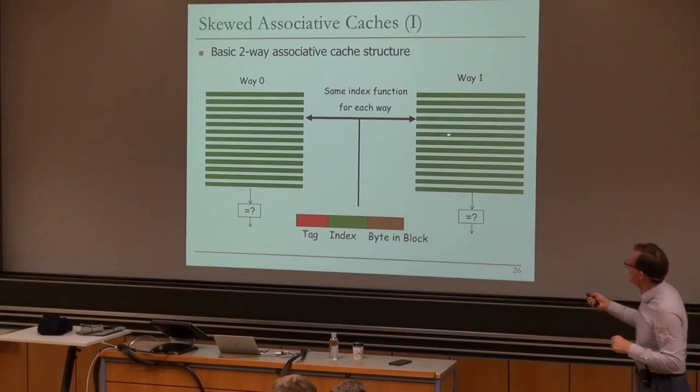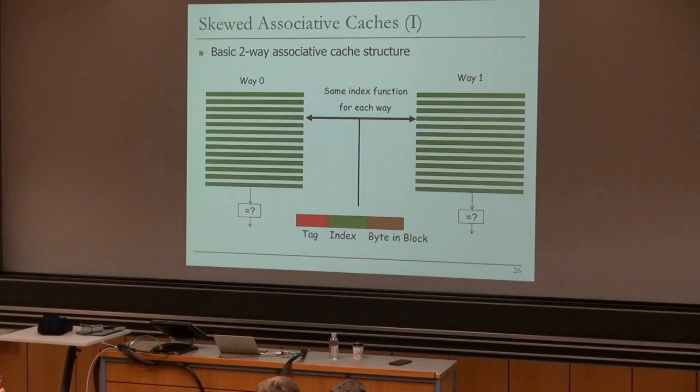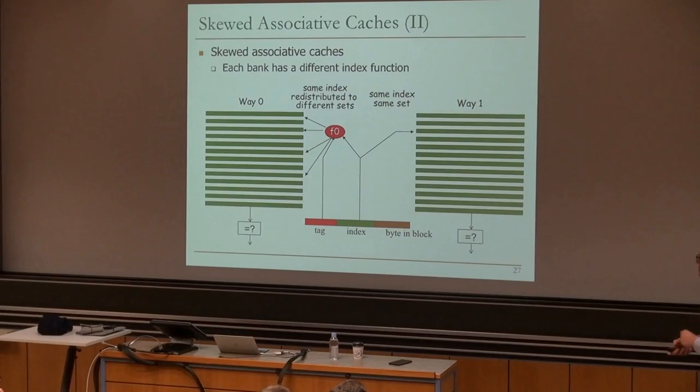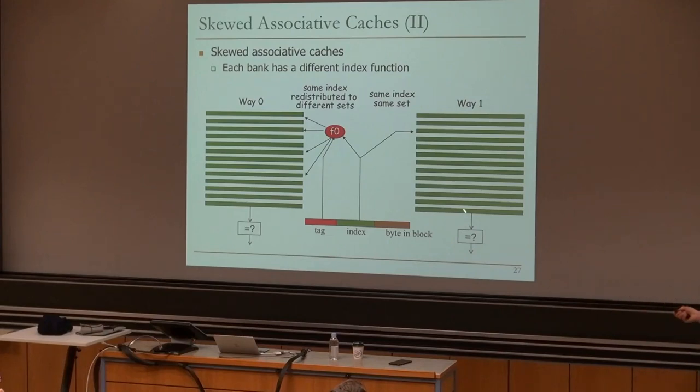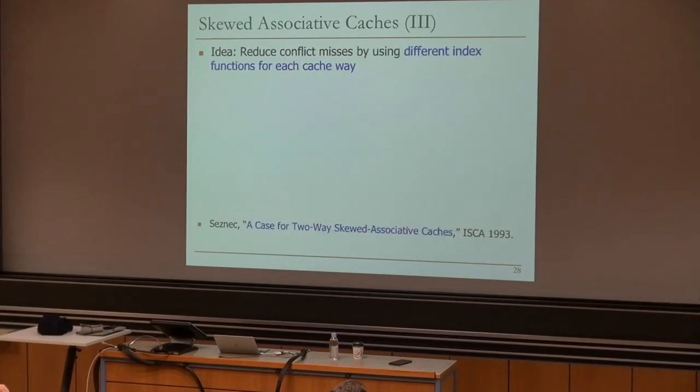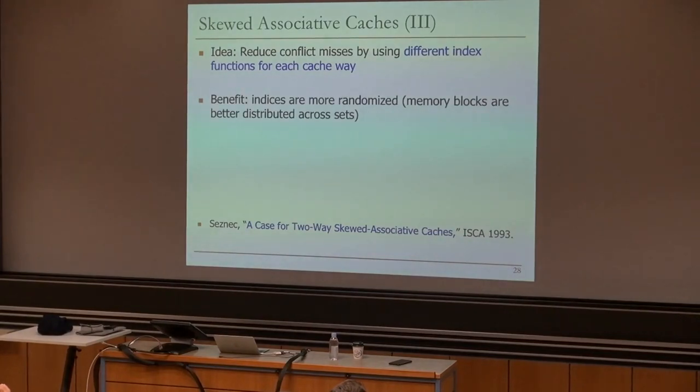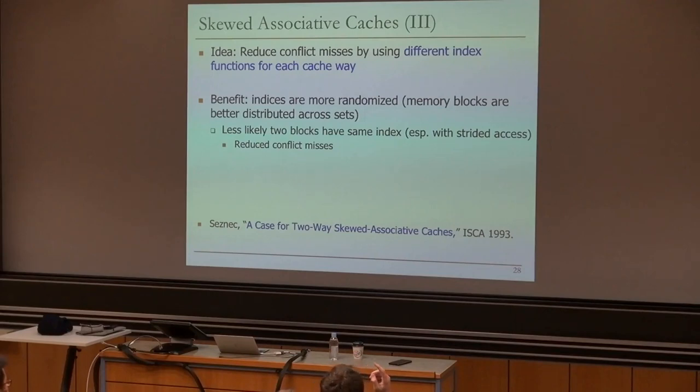Existing caches employ the same index function for each way. And this can lead to some not so desirable patterns, especially with striding accesses. But if you use different index functions for different ways, you increase the randomization that you get. And you reduce these not so nice patterns that cause conflict misses. So in general, this idea is very similar to hashing, but you're applying it to different ways. The benefit: indices are more randomized, memory blocks are better distributed across the sets, and it is less likely that two blocks have the same index.